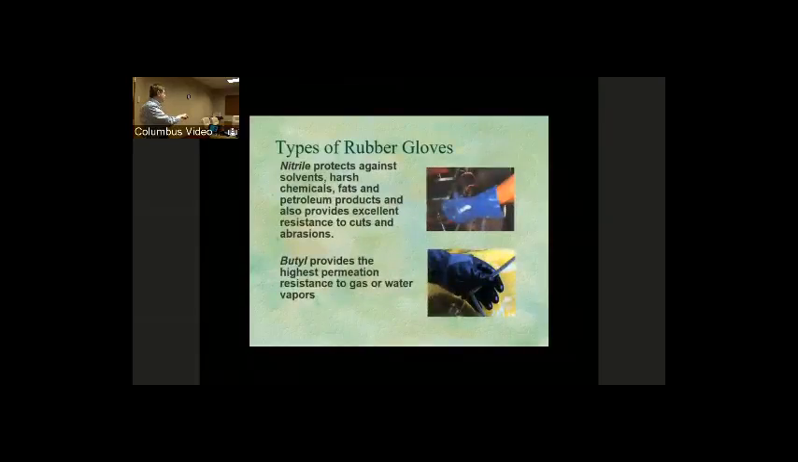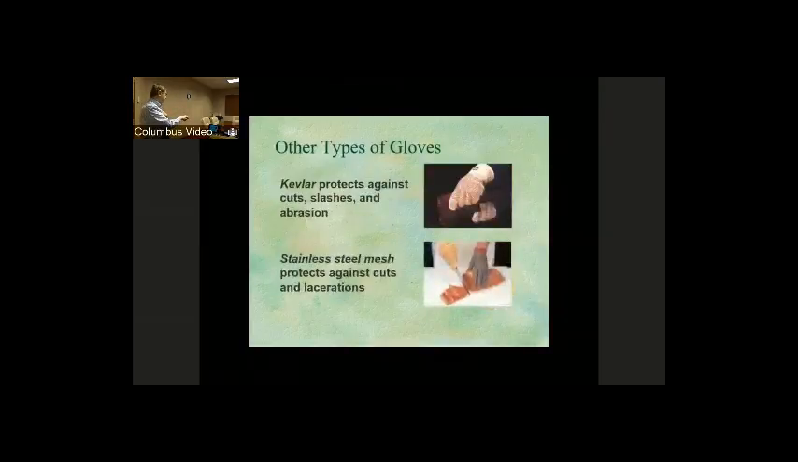And again, if you've got chemical exposures, you'd have to have the particular type of chemical glove for that particular type of chemical. And there's different types of them out there. Not all of them are suitable for certain types of exposure. Again, the safety data sheet will tell us exactly what type of chemical glove we need. So that's what we want to look at.